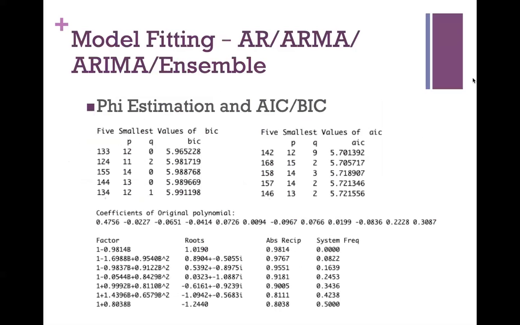So I do a phi estimation, and then I look at the AIC and BIC for the drivers killed. The top left is the BIC and the top right is the AIC. The top left picks an AR(12) without a moving average component, and the top right has an AR(12) but a moving average component of 9. So that would be an ARMA model. And then below it is the factor table associated with it.